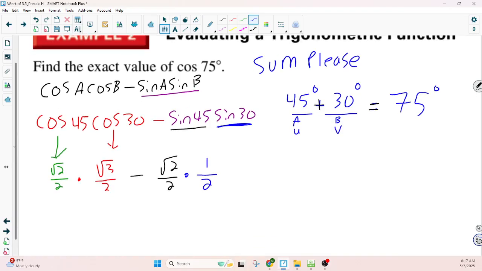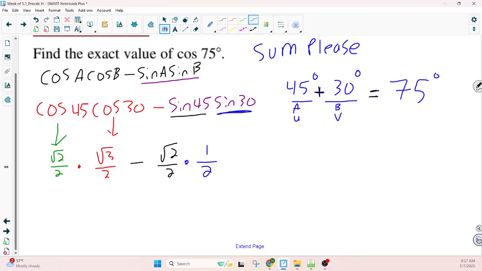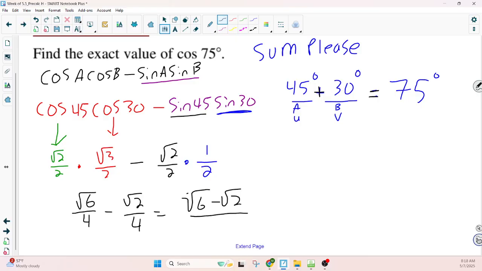So now this answer is going to be square root of 6 over 4. We messed that up earlier, sorry. Square root of 2 over 4. So square root of 6 minus square root of 2 over 4. That's our answer. Should come up to a decimal. You could probably leave it not as a decimal, but the reason we get a decimal is so that we can check our work by just typing cosine 75 enter, right?